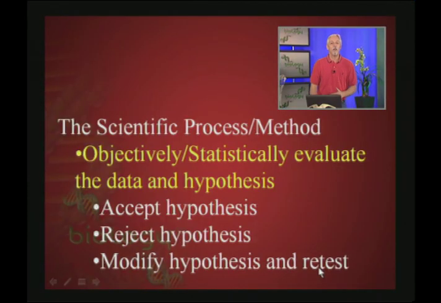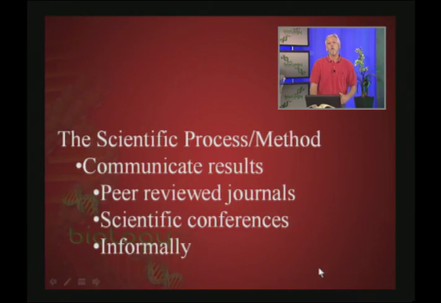Okay, now, getting back to our process, once we have objectively and statistically evaluated our data, we can either accept our hypothesis, reject our hypothesis, or we may modify the hypothesis and retest again. As we look at the scientific process, the next step would be to communicate results. We can do this formally in peer-reviewed journals or at scientific conferences. Also, of course, scientists just informally communicate with one another all the time.